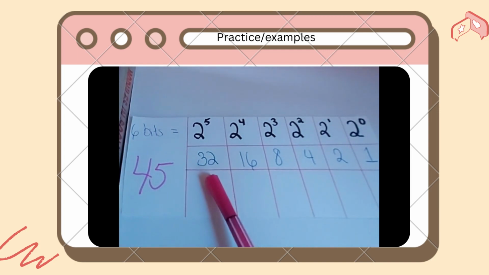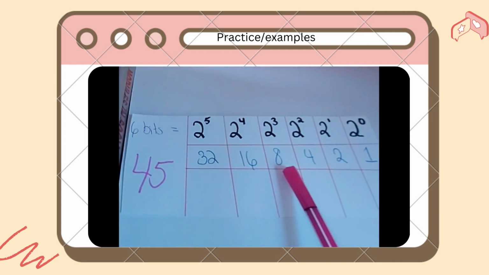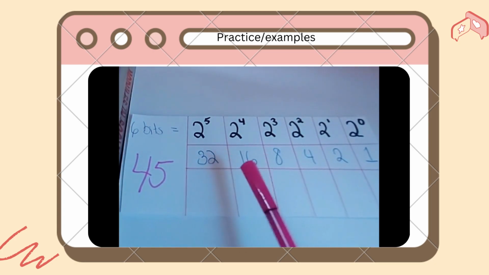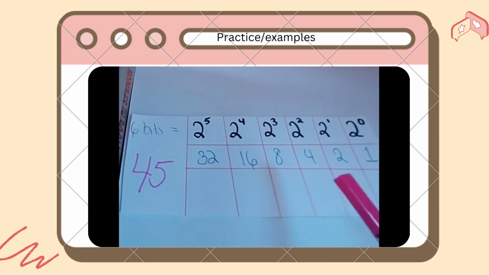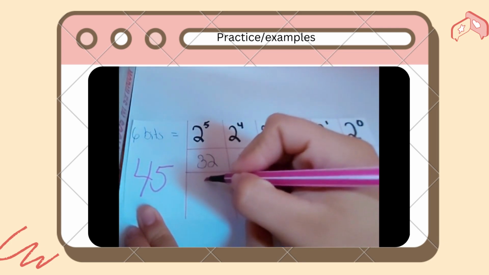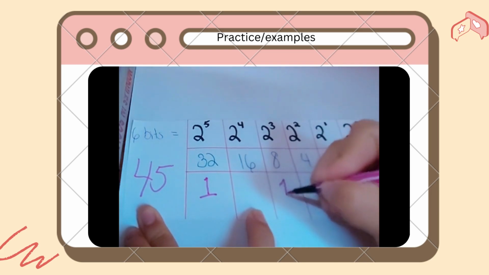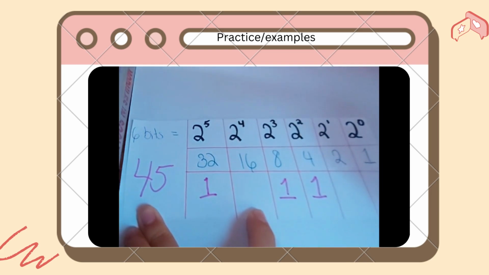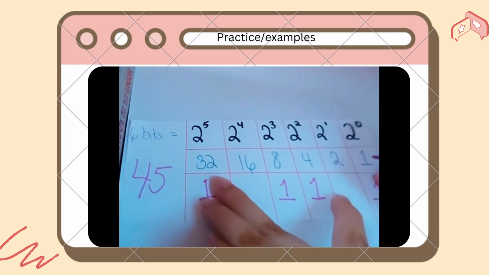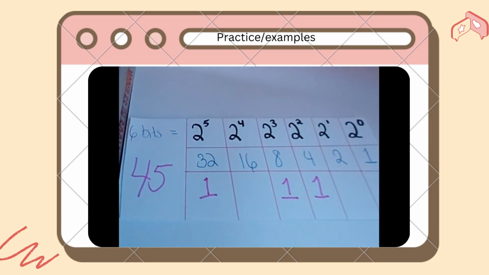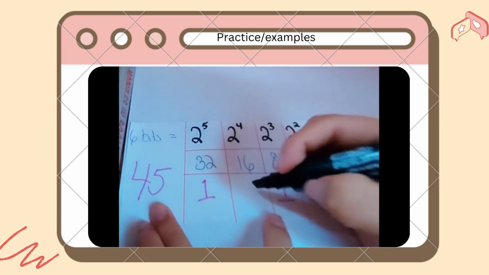So here, if we add 32 and 8, we will get 40, which is not enough. Then if we add 4 to this 40, we will get 44. Therefore, we only need one more number, and that one more number will be a 1, which is here, to complete the 45. So, since we only need the 32, the 8, the 4, and the 1, we place ones underneath them. And for the ones we do not need, which are the 16 and 2, we place zeros.